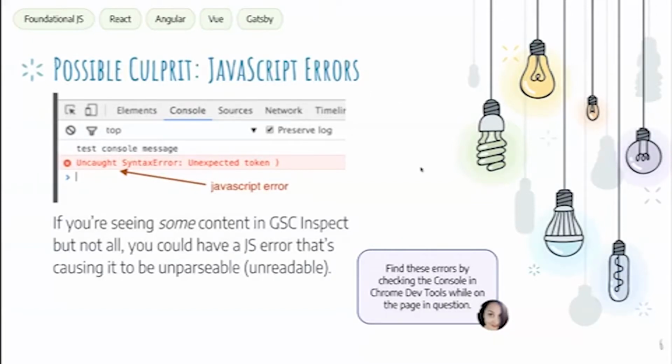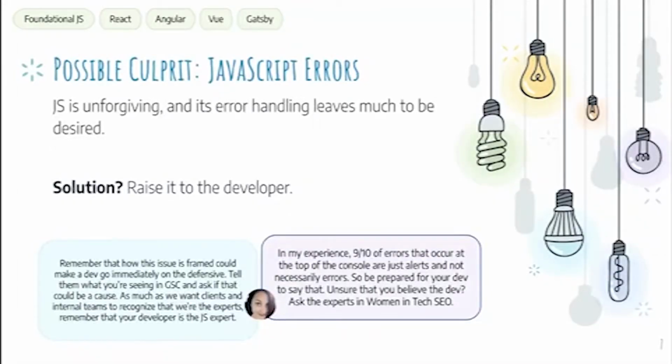But when you look in Inspect, and that should be Google Chrome Inspect, basically look in the Chrome Dev Tools, and then if you see something like this, it could be causing a JavaScript error that is making the rest of the page unparsable. As a rule, JavaScript is very unforgiving when it comes to languages. Also, its error handling essentially sucks. Error handling is basically the message that's delivered to you as far as telling you what's wrong. So really the only solution you have at this point is to ask your developer, hey, what does this mean?